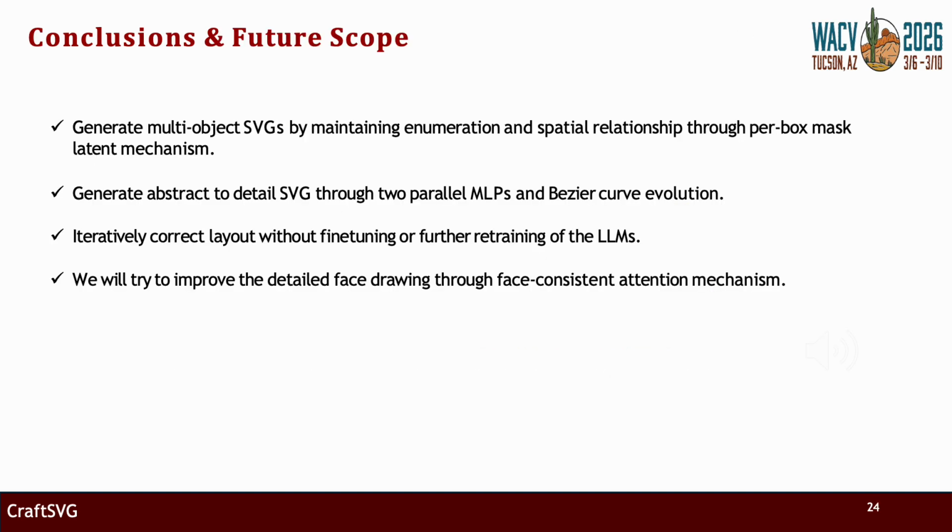To conclude, CraftSVG successfully generates multi-object SVGs by maintaining enumeration and spatial relationships via a per-box mask-latent mechanism. We generate abstract to detailed SVGs through parallel MLPs and iteratively correct layout without needing to fine-tune the large language models. In the future, we aim to solve our failure cases by integrating a phase-consistent attention mechanism.